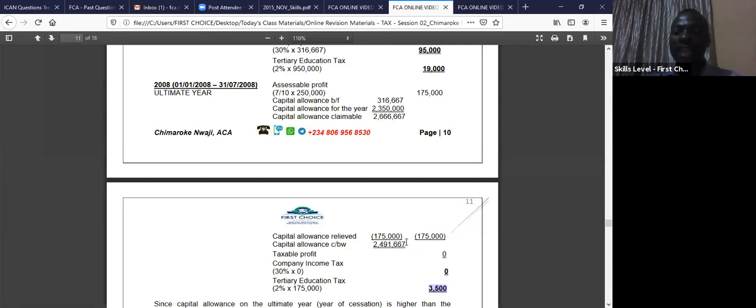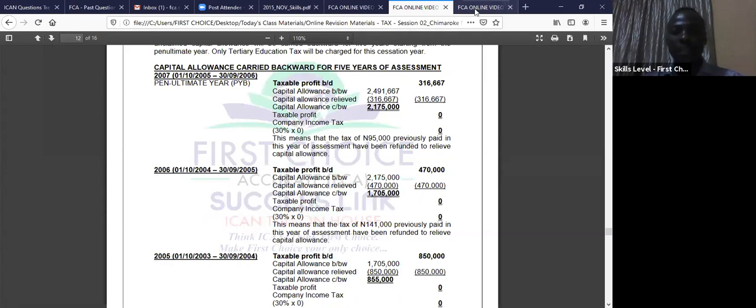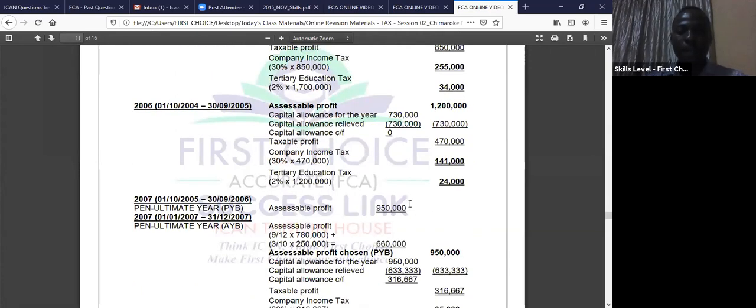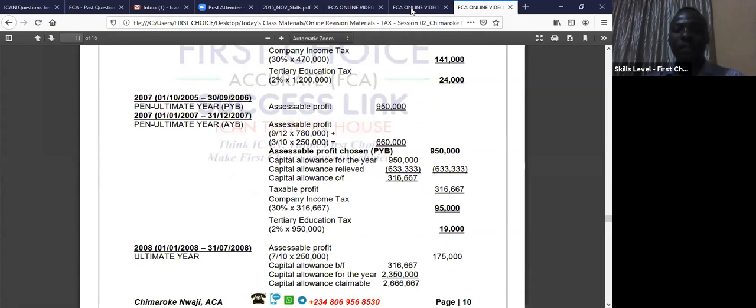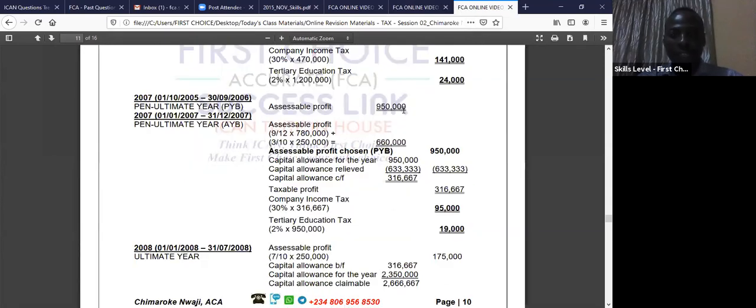Now look at this capital allowance carried backward. We're in the ultimate year. We are going to take it backward to the penultimate year. So watch. Now, this is the penultimate year. Okay? So let me bring this one down so that you'll be seeing certain things here. Okay, now we go back to the penultimate year. Did you see this taxable profit brought down? This is the same thing as this taxable profit here.